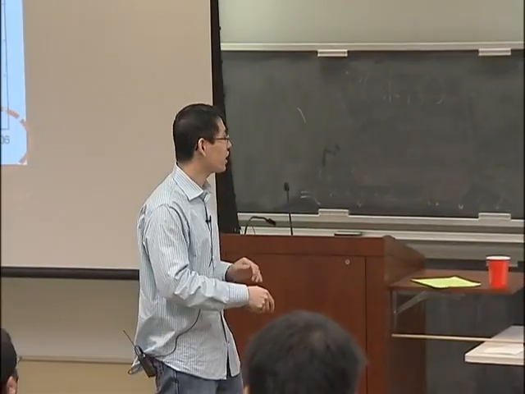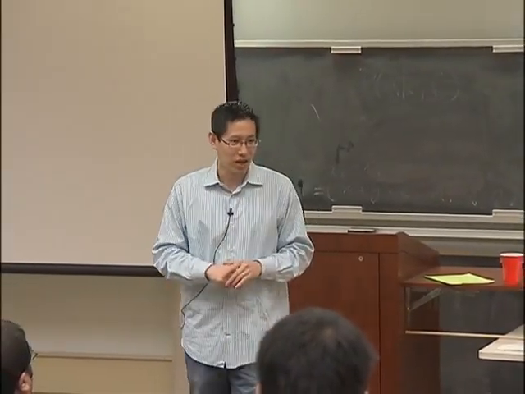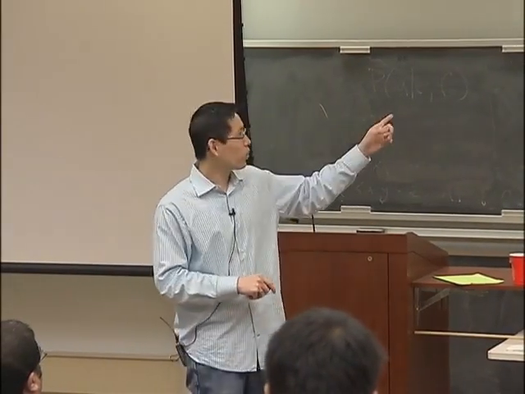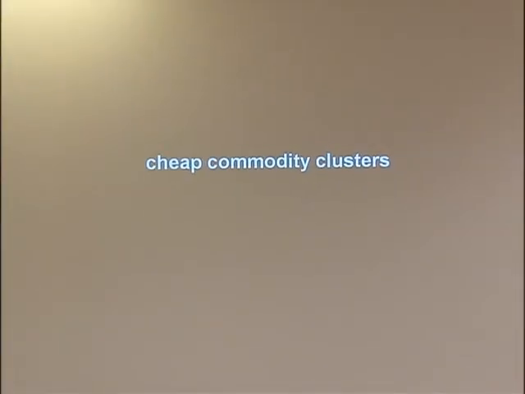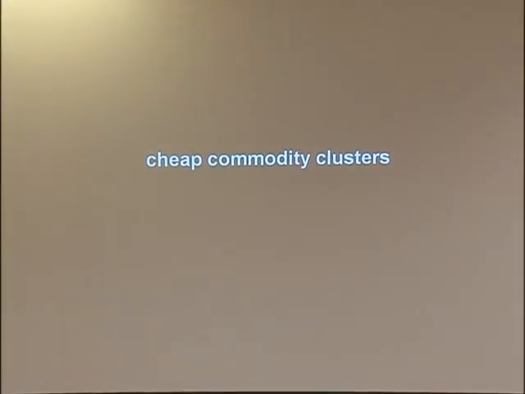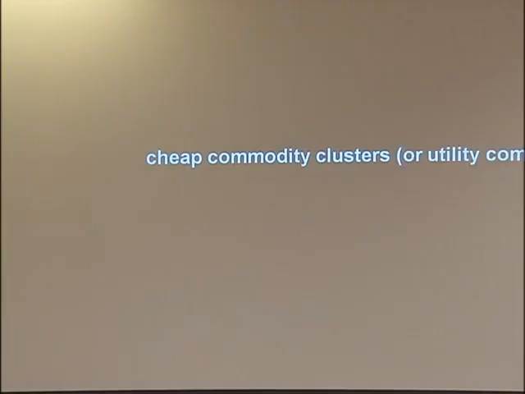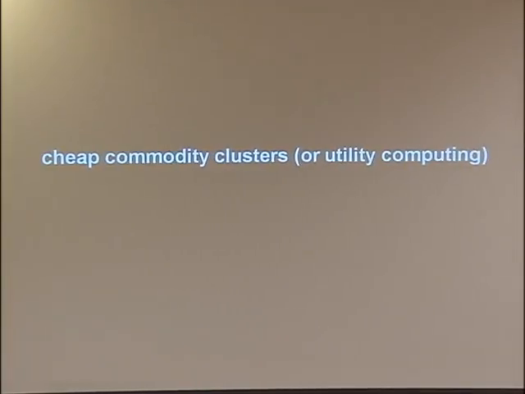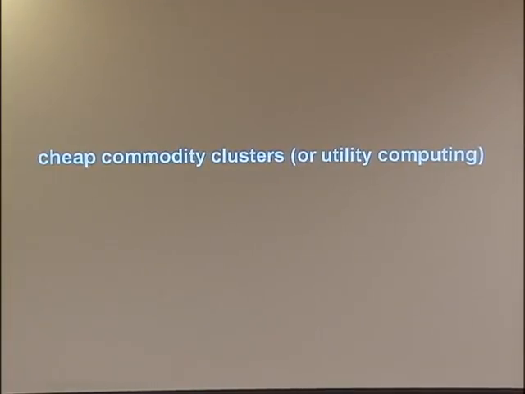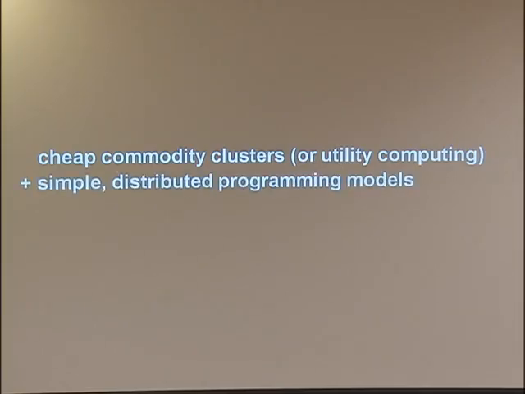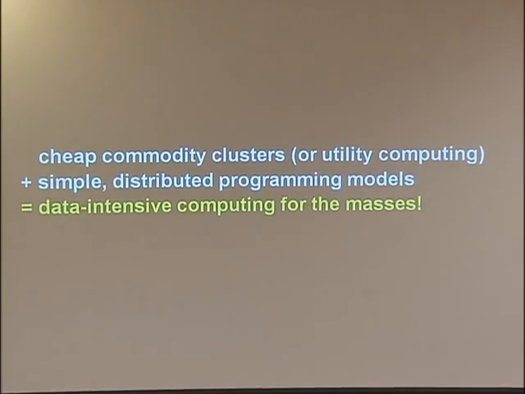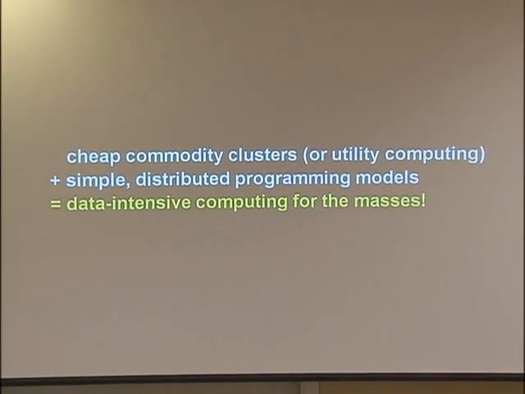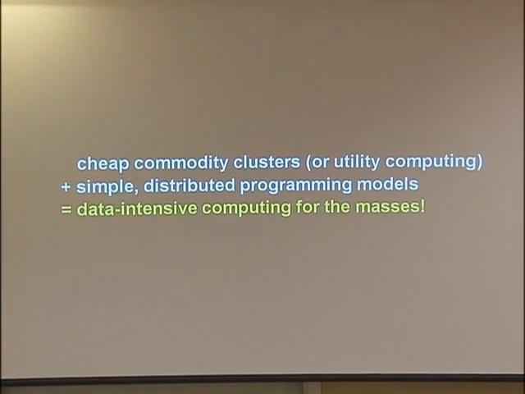Here's the high-level overview. With the advent of cheap commodity clusters, beige boxes that you can buy from Dell, or alternatively services like utility computing where you can go out and rent machines by the hour, this is factor number one. Coupled with simple distributed programming models, namely MapReduce, which I'm going to get into, we can get data-intensive computing for the masses. All right. So this is the high-level theme today.